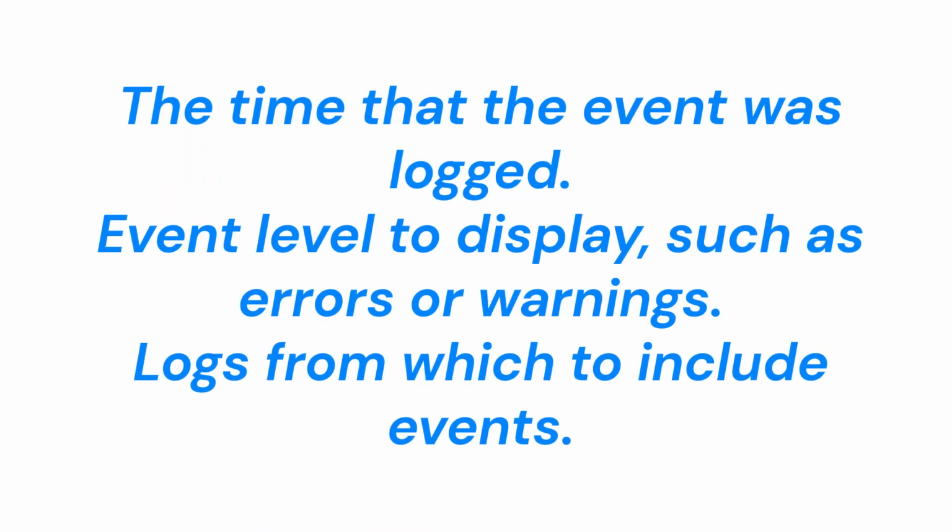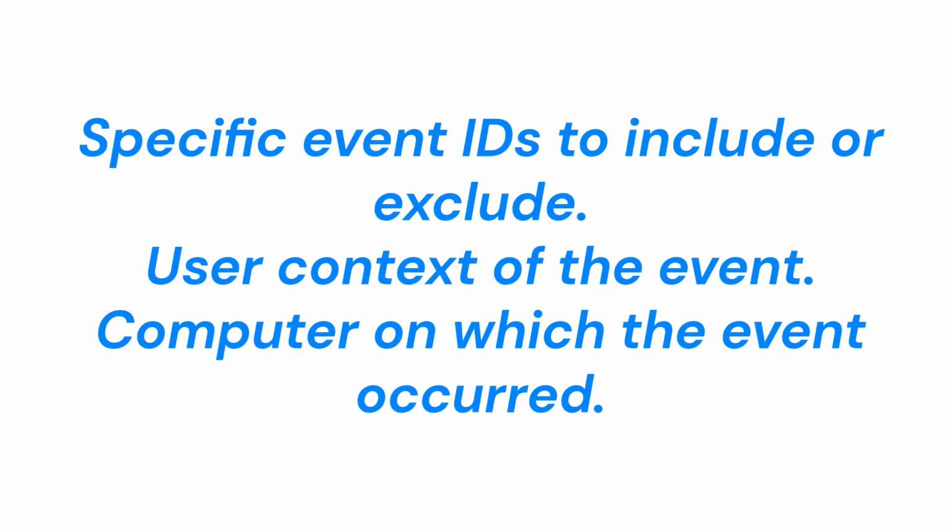To specify a filter that spans multiple logs, you need to create a custom view. You create custom views in the Actions pane in Event Viewer. You can filter custom views based on multiple criteria, including the time that the event was logged, event level to display, such as errors or warnings, logs from which to include events, specific event IDs to include or exclude, user context of the event, and computer on which the event occurred.